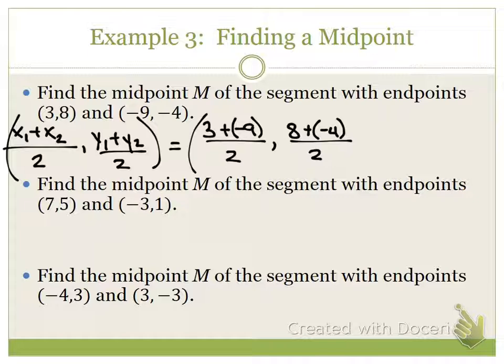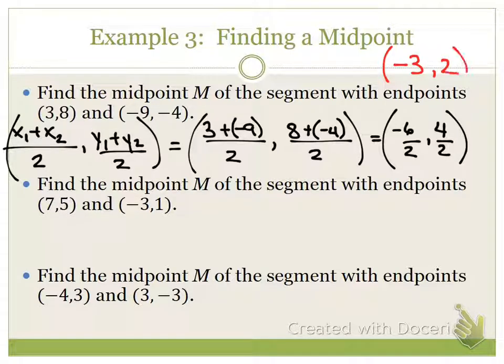Now, plus and negative is the same thing as what? Subtracting it, okay? So 3 plus -9 is the same thing as 3 minus 9. So that's -6 over 2 and 4 over 2. Can I simplify those? Yes. What can I simplify it to? -3, 2, and that's the midpoint. I'm just going to squeeze it in up here. -3, 2, and that's my answer. That's my midpoint between those 2 points, -3, 2.